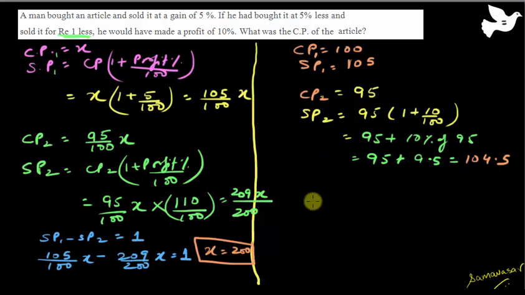Now if I calculate the difference between the two prices, that is SP1 minus SP2, I get 105 minus 104.5, which is equal to 0.5. Now what are we given? That the difference is rupee 1.